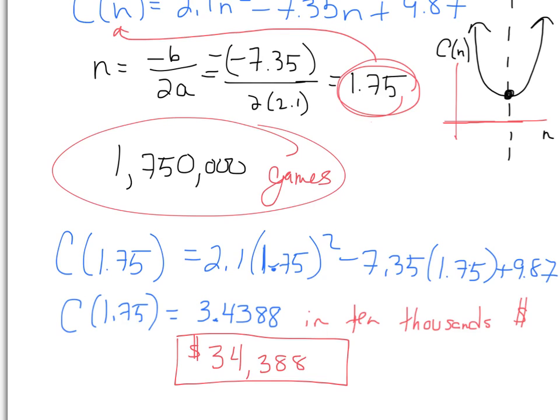About 2 cents. Yeah, it's $0.02 per game. You take this number, 34,388, divided by 1,750,000. You're going to get $0.02 per game. $0.02 is 2 cents per game. This is not an exaggerated number. That's what it really does cost in manufacturing.